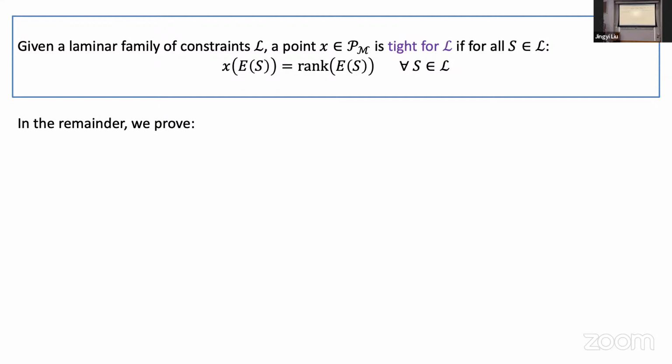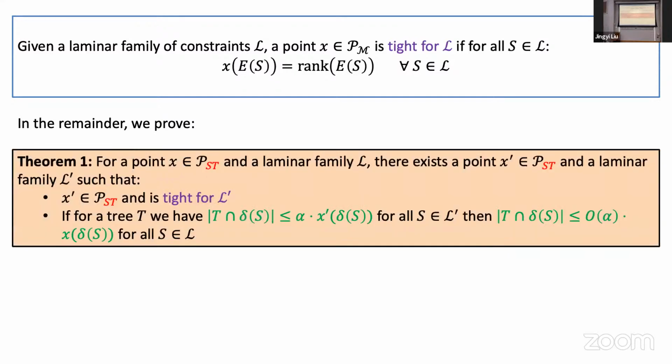So in the remainder, we're going to prove two theorems. First one is that for a point X in the spanning tree polytope and a laminar family L, there exists a point X prime in the spanning tree polytope and some laminar family L prime, such that X prime is tight for L prime. So to base this definition, the laminar family and the point in the spanning tree polytope are aligned somehow. And then second, we're going to show that it's enough to solve the problem on X prime and L prime, and you lose at most a constant when you go back to X and L. This is what I mean by reducing to this case.